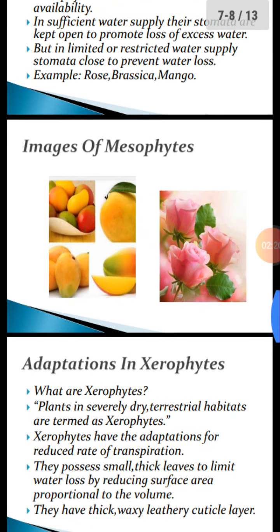Third are xerophytes, which live in dry conditions like cactus. What are xerophytes? The plants in severely dry terrestrial habitats are called xerophytes. They have adaptations for a reduced rate of transpiration because they already live with a limited supply of water.